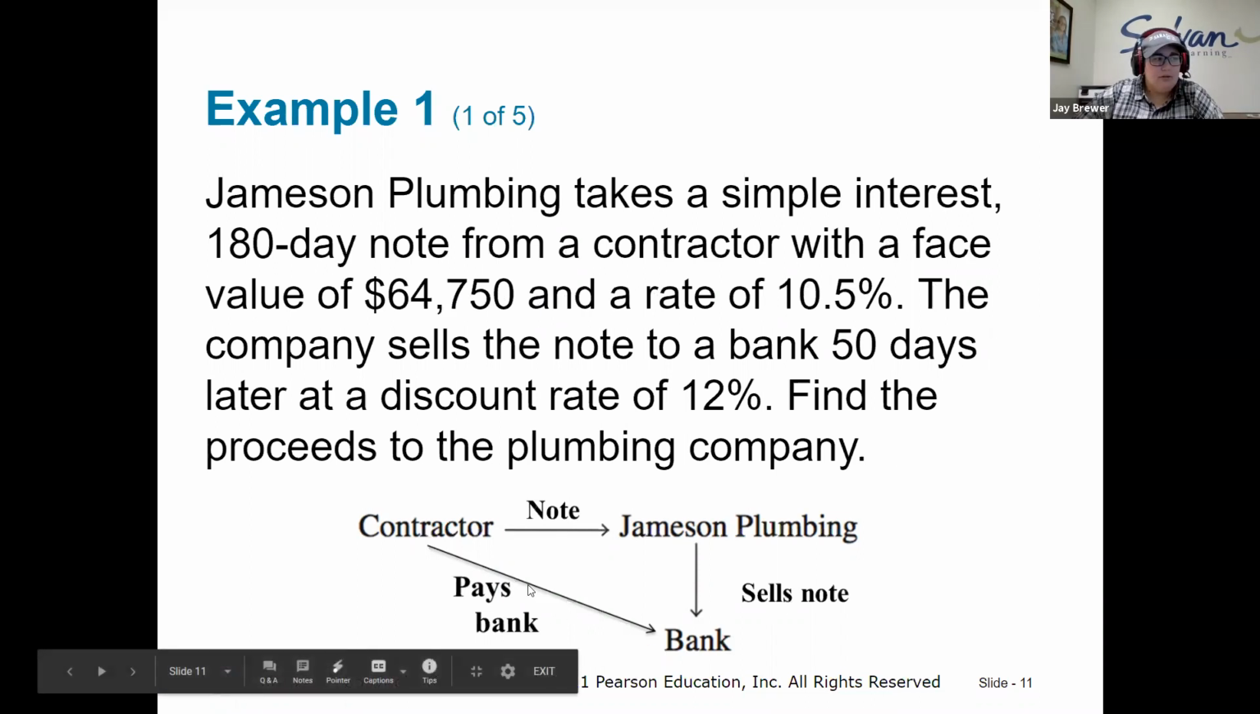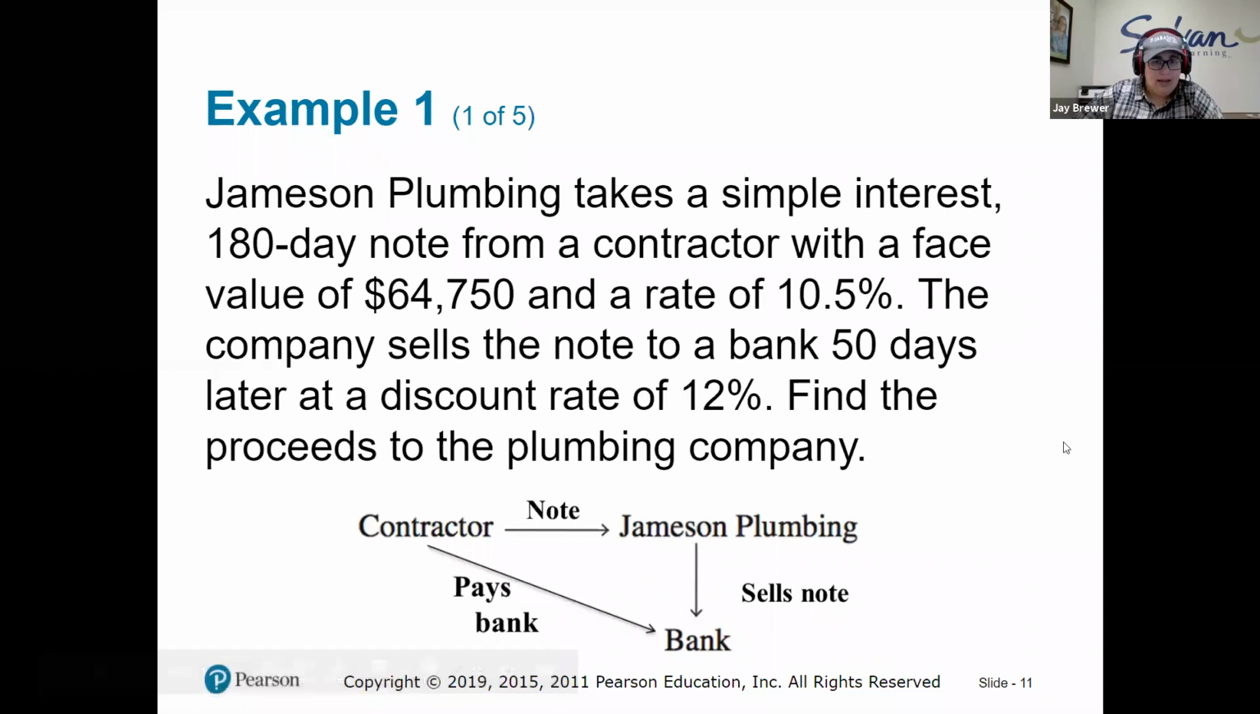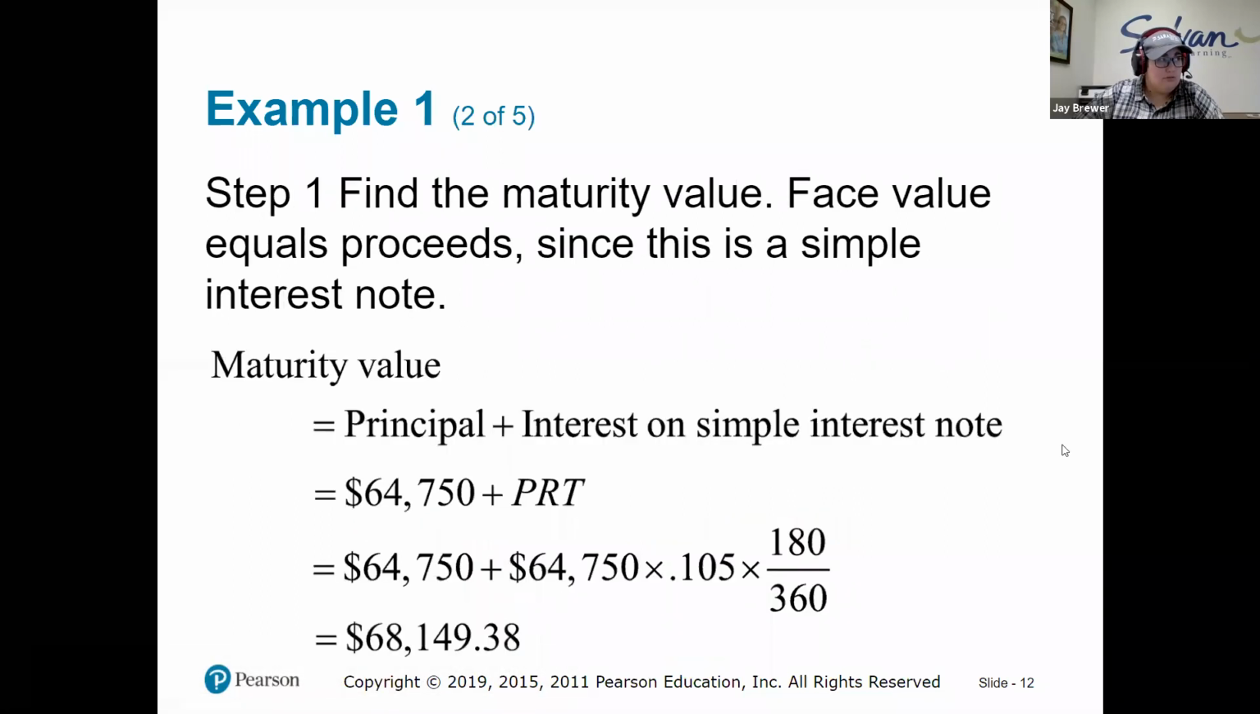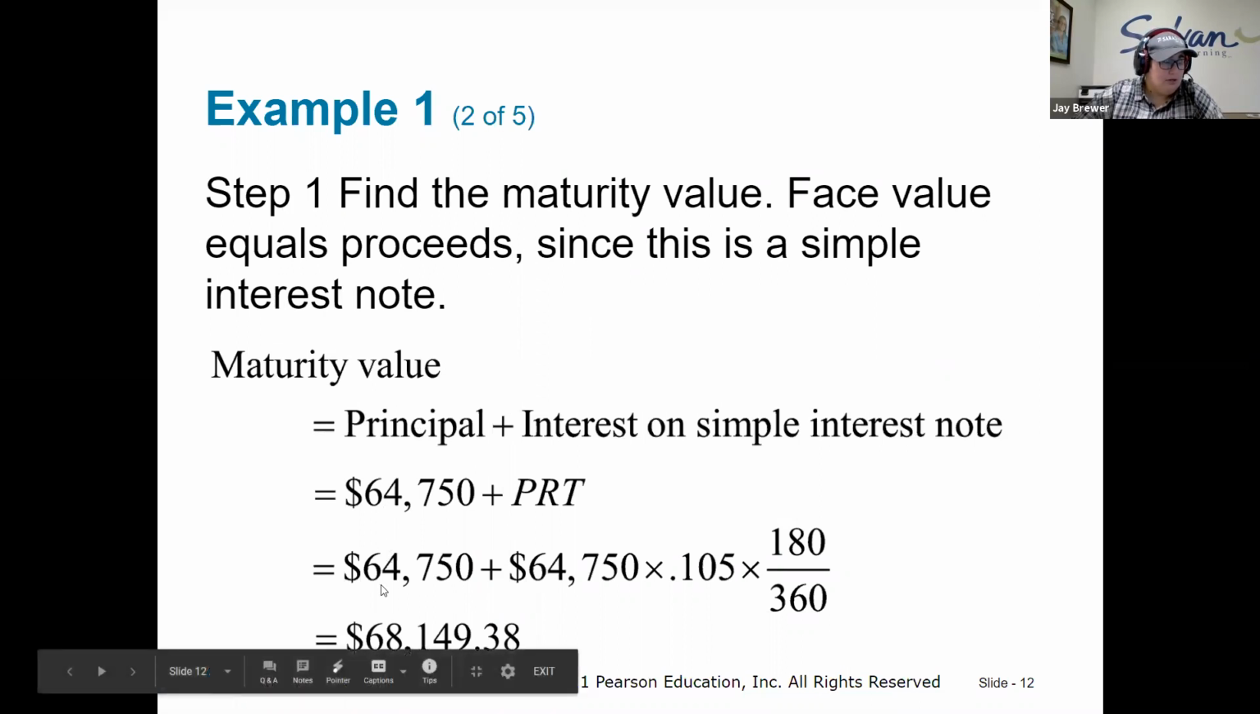I'll be honest with you, I did not need to fill out any kind of diagram when I worked on these problems, but if filling out the diagram helps you, then do whatever helps you. All right. Step 1, find the maturity value. Face value equals proceeds since this is a simple interest note. So we're going to do principal plus interest on the simple interest note. So here's our principal plus then they figured out their principal times rate times time.